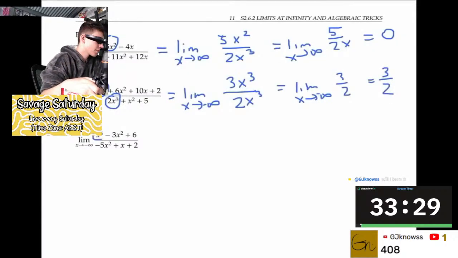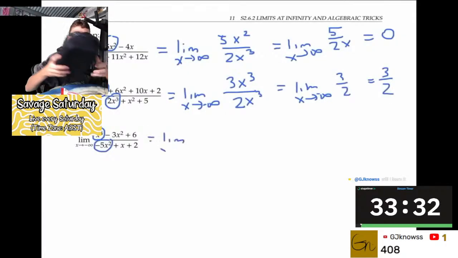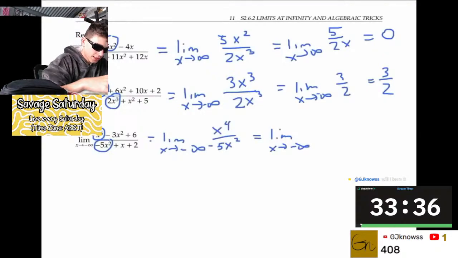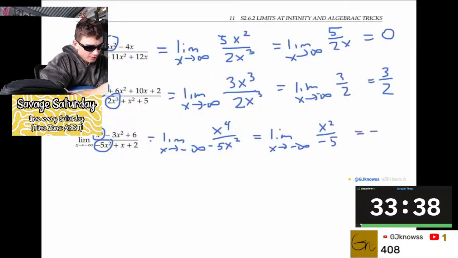In the third example, the highest power terms are x to the fourth and negative 5x squared, and we rewrite the limit using only these highest power terms and simplify, and we get the limit as x goes to negative infinity of x squared over negative 5, which is negative infinity, as before.